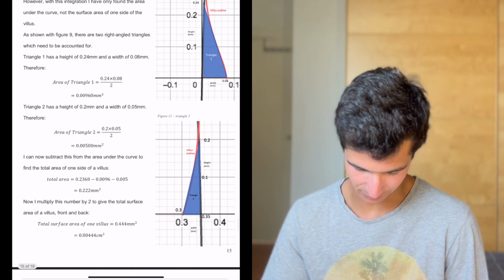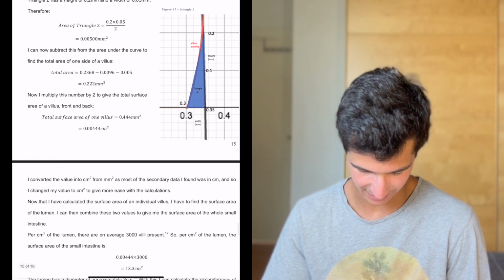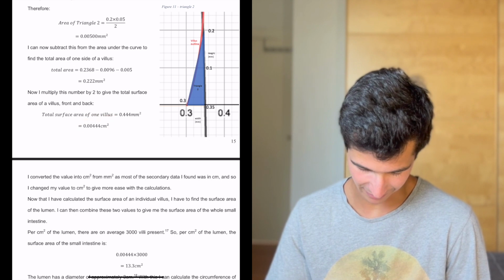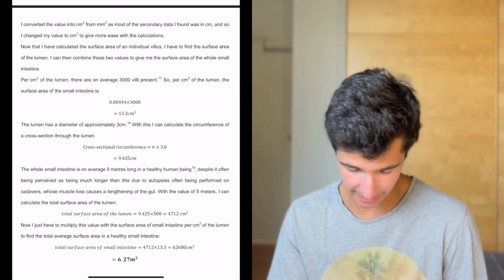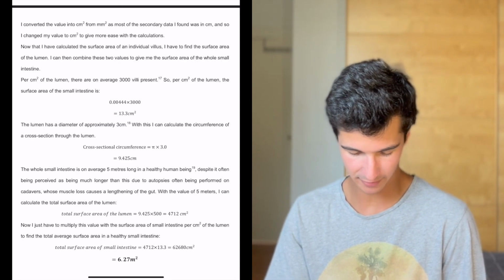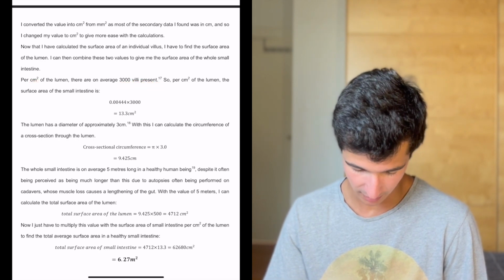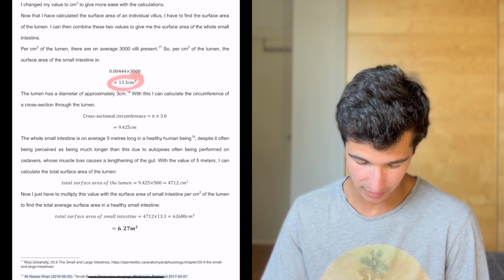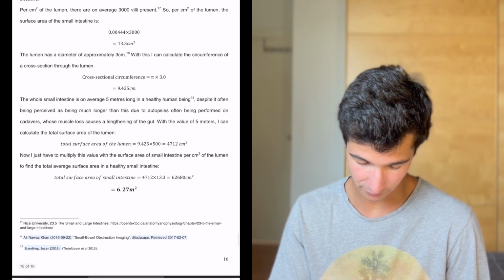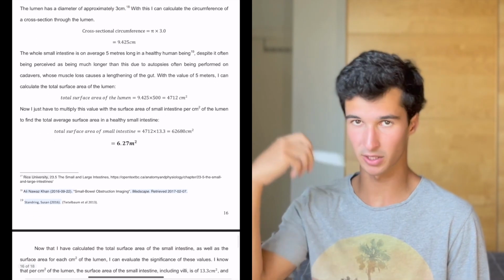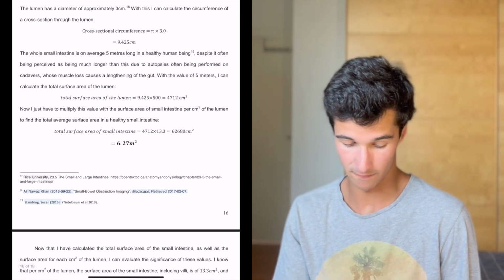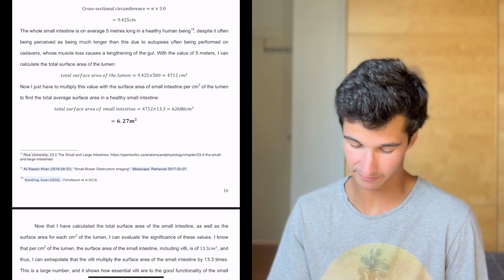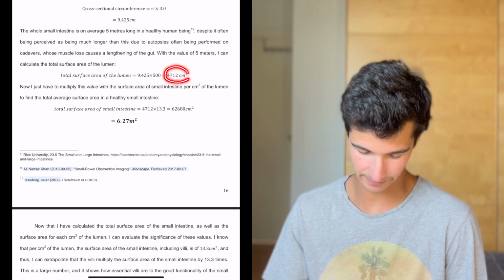So I get the two areas of the triangle, that's okay. I subtract it and I multiply it by 2. So now I have the surface area of a villus. And then use secondary data, 3,000 villi per centimeter of lumen. So the surface area per centimeter of lumen is this. So the lumen has a diameter of 3 centimeters, so it has a cross-sectional circumference of 9.4 centimeters. Therefore, if I times that by 500, because it's 5 meters, I get this many centimeters squared.